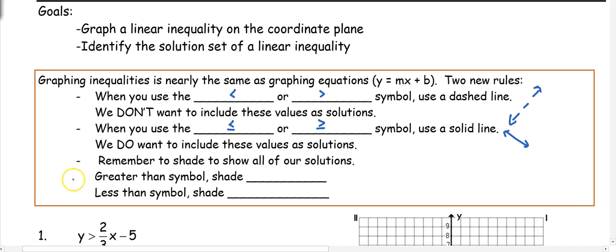If we have a greater than symbol, or a greater than or equal to, we are going to shade above the line. And if we have a less than or equal to symbol, then we are going to shade below the line.